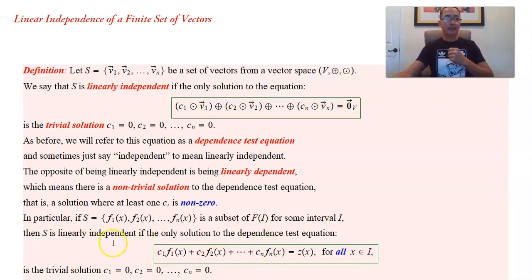We say that S is linearly independent if the only solution to this test equation, C1f1 all the way up to Cnfn equals the zero function, and this much must be true for all x in the interval, is all the coefficients equal to 0.